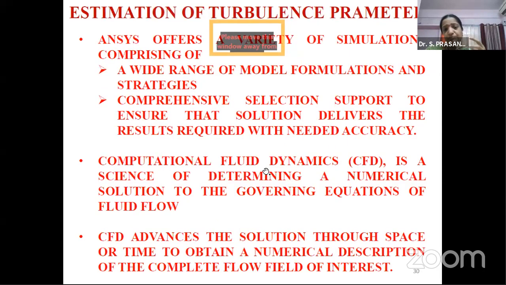So for applying all these, in the present study, we have used ANSYS software that provides a wide range of formulations. ANSYS gives you two different modules: one is computational fluid dynamics, the other is structural dynamics. We have adopted the computational fluid dynamics module, which is a science that gives you the numerical solutions for all the governing equations we have seen: the turbulence models, the Navier-Stokes equations, the partial differential equations, the continuity and momentum equations.